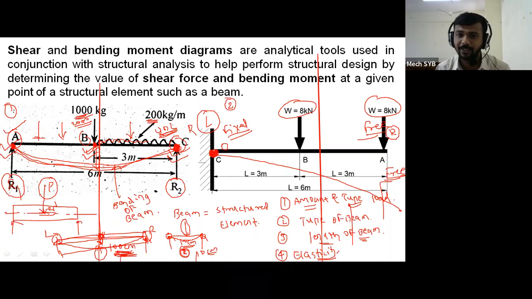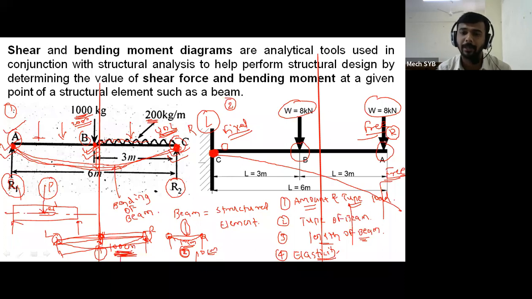Here at point C, this is the fixed support. At point B, an 8 kN load is applied. Then at point A, again an 8 kN load is applied. That means again the loads are variable, so in the second figure also the shear force value will not remain constant for all the points, and the bending moment value also does not remain constant for all the points.